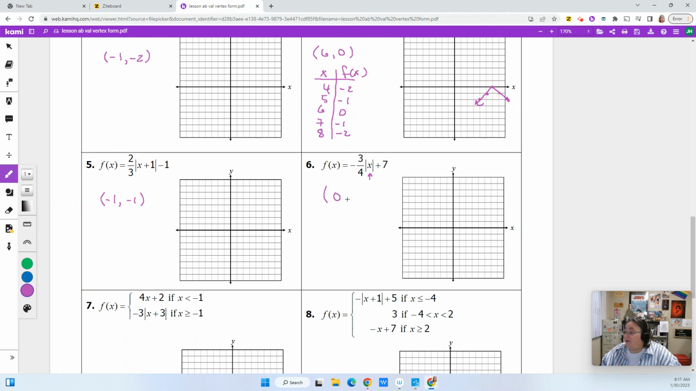So our h value or our x value is remaining 0. And here we are going to have a positive 7.